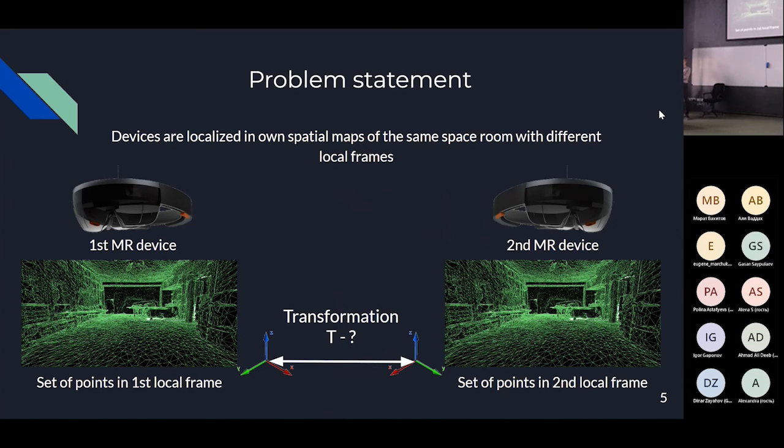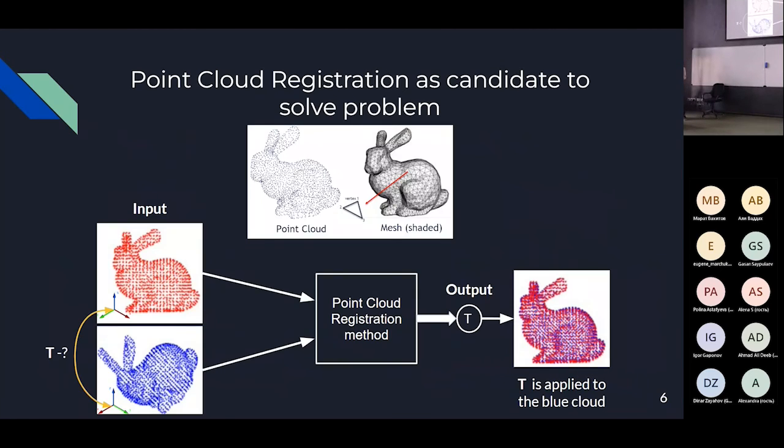What we have: each mixed reality device builds its own spatial map consisting of meshes, and each spatial map sets its own local coordinate system of the device. And we need to find a transformation between these local coordinate systems. How can we find this unknown transformation? We can use a point cloud registration solution.